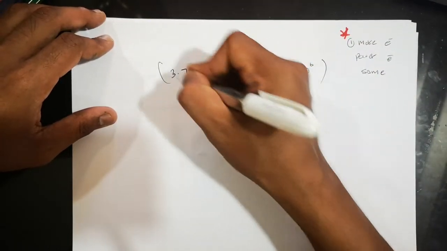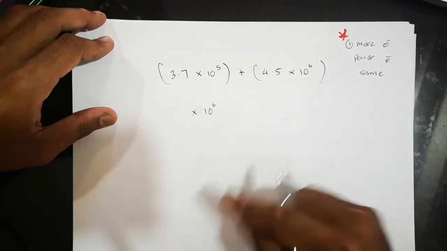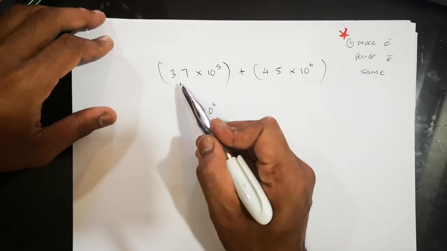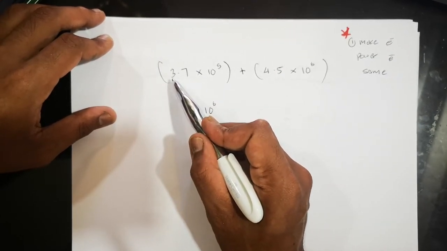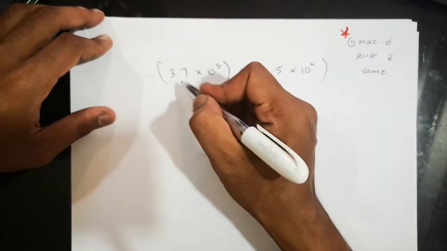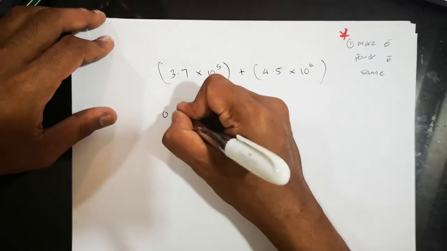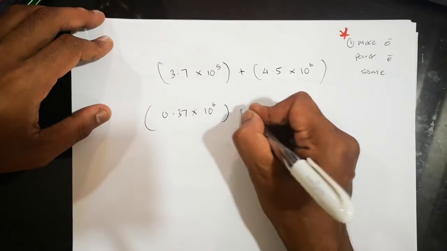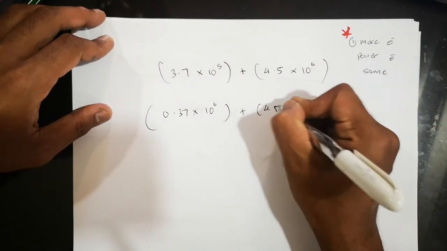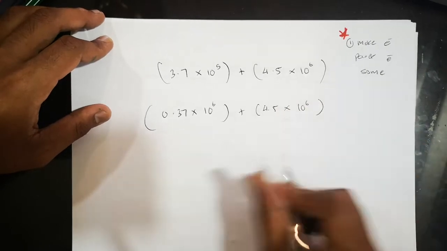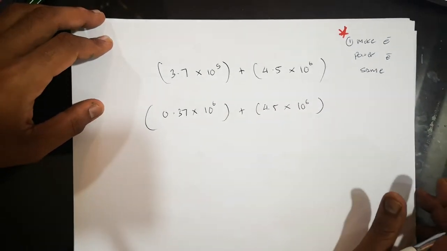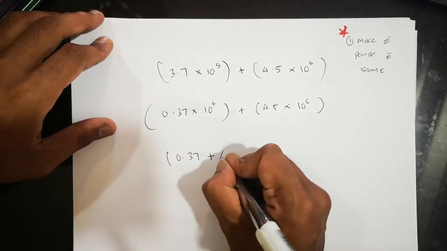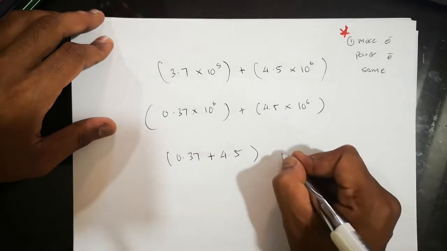So I move up by one step, I move to the left by one step. I repeat again, the power increased by 1, so this one I must divide by 10, or move by one step, which is 0.37. Okay, so that's my first one. And then plus, same thing, 4.5 times 10 to the power of 6. Now that you have the same power, what you do is simply 0.37 plus 4.5.